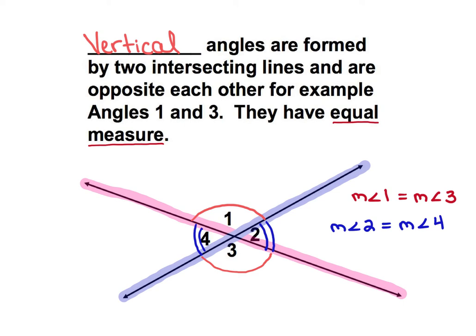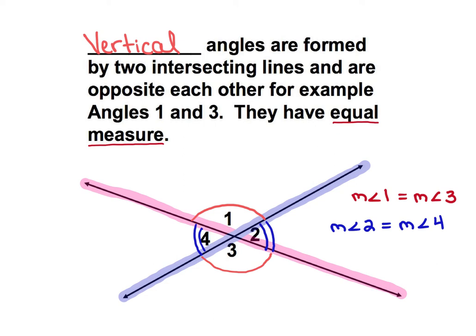What are supplementary angles? What do we need to keep in mind with supplementary? They're a straight line, what number? 180. Complementary angles. Corner, 90 degrees.